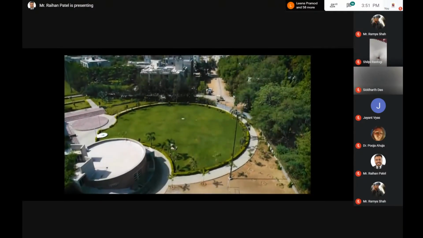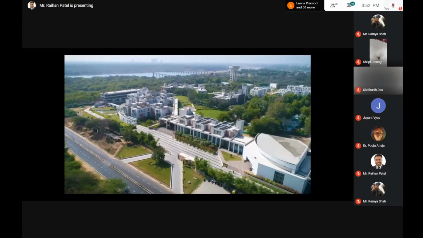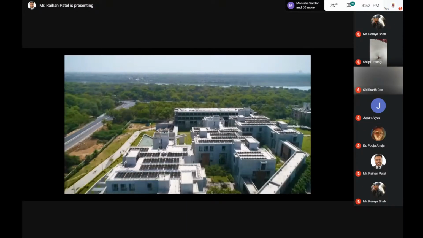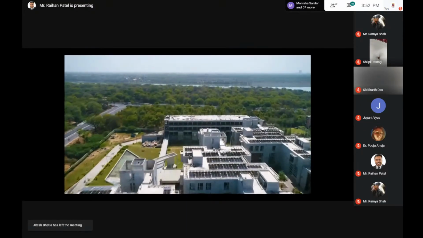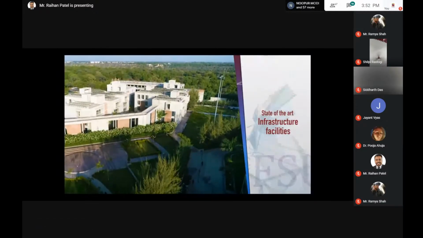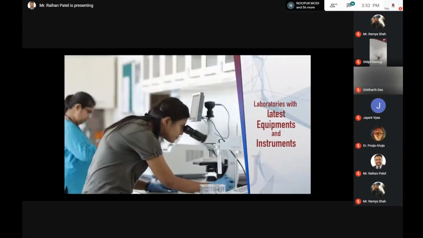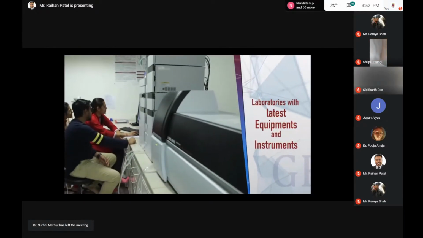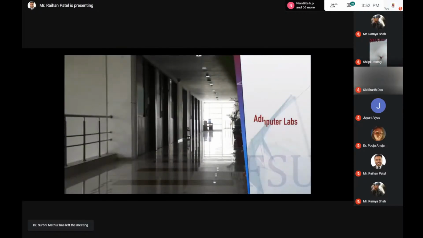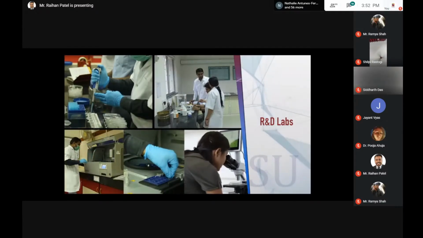The GFSU's ultra-modern campus is spread across an area of 50,000 square meters, and new development is taking place at adjoining 74,000 square meters area. GFSU offers state-of-the-art infrastructure facilities like classrooms equipped with projectors, laboratories with latest equipments and instruments, administrative wing, computer lab, multiple R&D laboratories, and much more.